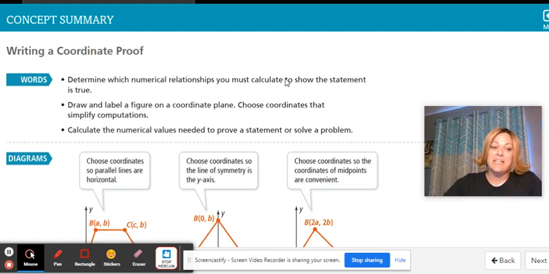The second thing is draw and label an actual visual. So start at the origin, make it as easy as possible. And it even says choose coordinates that simplify computations. Don't just draw a polygon in the middle of a graph. Start at that origin, make your points as easy as possible. And then do the actual calculations. It's okay to have calculations with variables in it. You're going to, especially in this unit, or in this topic, in this lesson.